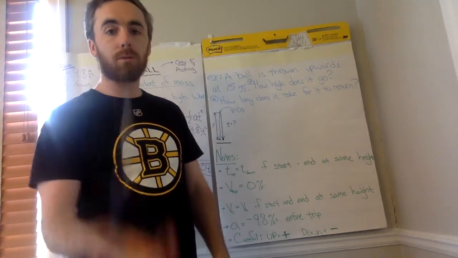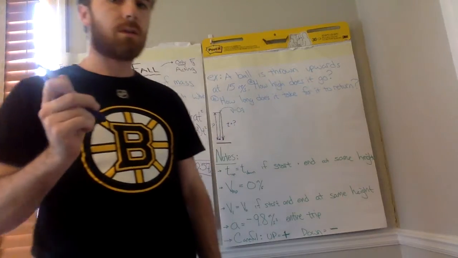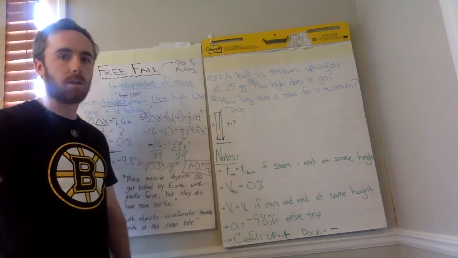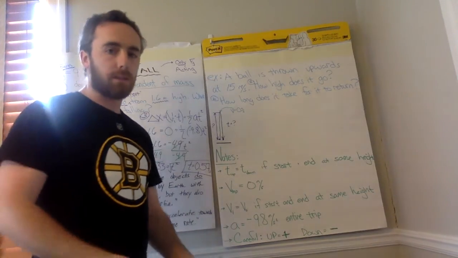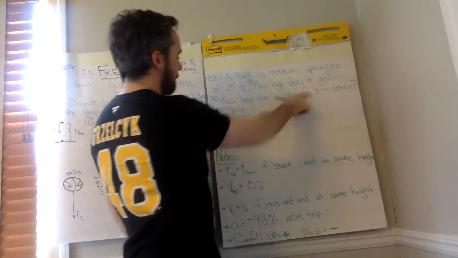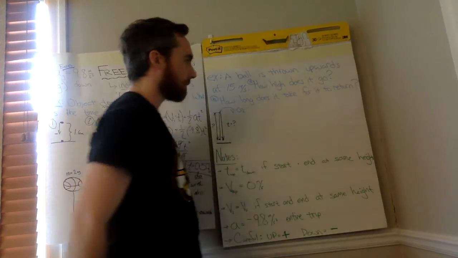So even though this is thrown, anytime that it's in the air, from the second it leaves the hand, the whole time it's in the air, the only force on it is gravity, so it's still in free fall. Even though it's not falling, it's still in free fall. So we do this problem, it asks how high does it go? Okay, so what is its maximum height? And then how long does it take for it to return?